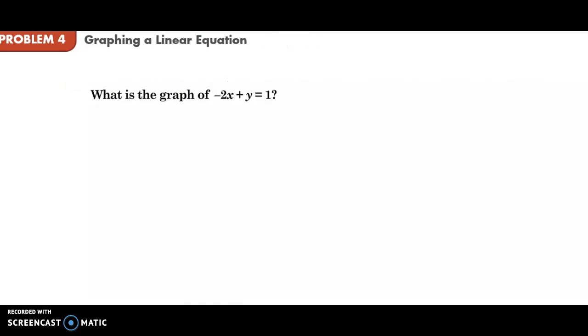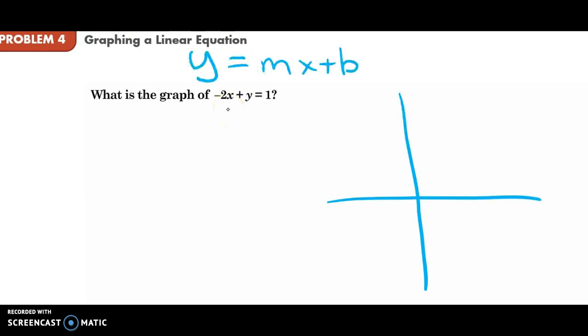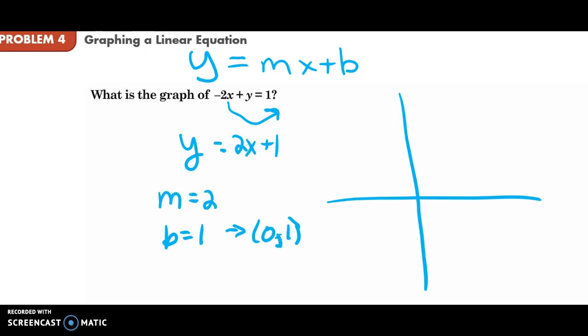In our final problem, we will be graphing a linear equation. A graph is most easily completed if you are in slope-intercept form, which is y equals mx plus b. So what we want to do first is get it in slope-intercept form, and we're going to move the x term over. We're going to move that term over by adding it and putting it in front of the 1. So after getting y by itself, I get 2x plus 1.